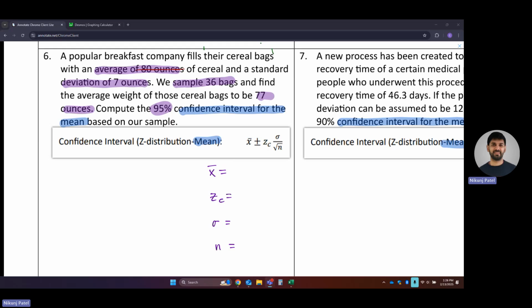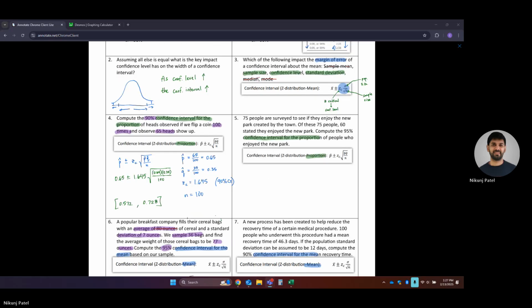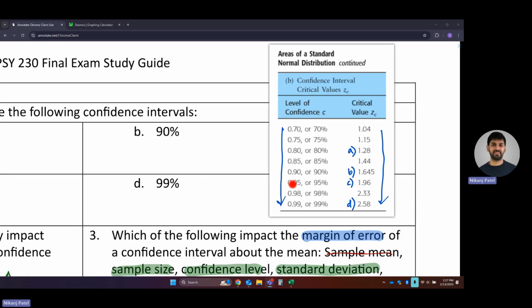We will use the 77 because that is the average of those bags referring to those 36 bags, which are the sample size. So I'll put n as 36. The standard deviation is 7, just like it says there. And then to find z critical, we're going to go to our formula chart and find that table we talked about at the top of this page, 95%. So there's 95%. Our critical value, z critical, is 1.96.